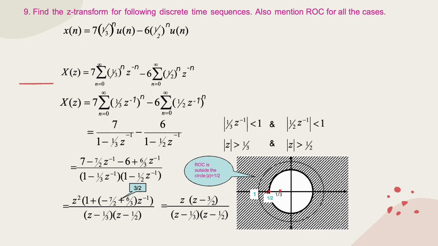Next you have one problem: 7 times 1 by 3 power n u of n minus 6 times 1 by 2 power n u of n. So by applying the linearity property, this problem is solved. For the first part, whatever formula we have, we can apply it: 7 sum of 1 by 3 z power minus 1 power n. Similarly, minus 6 sum of n equal to 0 to infinity, half z inverse power n. Here, as per the infinite series formula, you replace it. You take an LCM. From the first term you find the ROC, and from the second term you find the ROC. You will get the region of convergence like this.